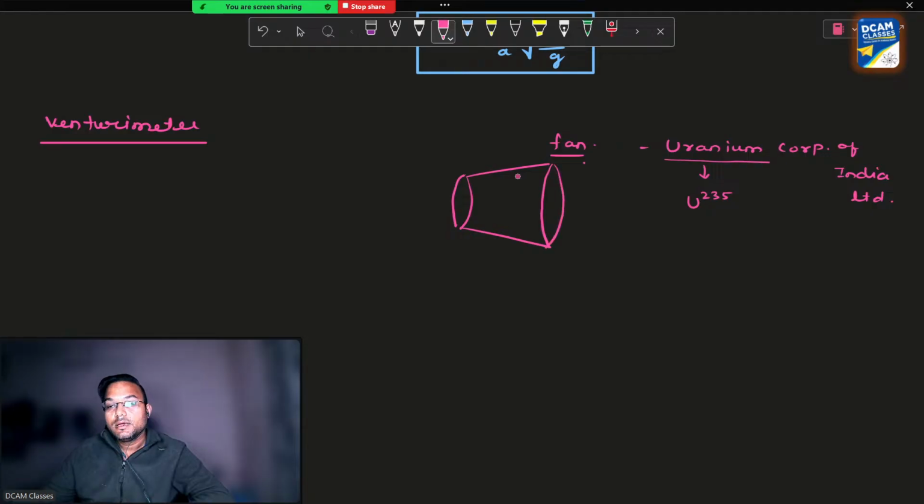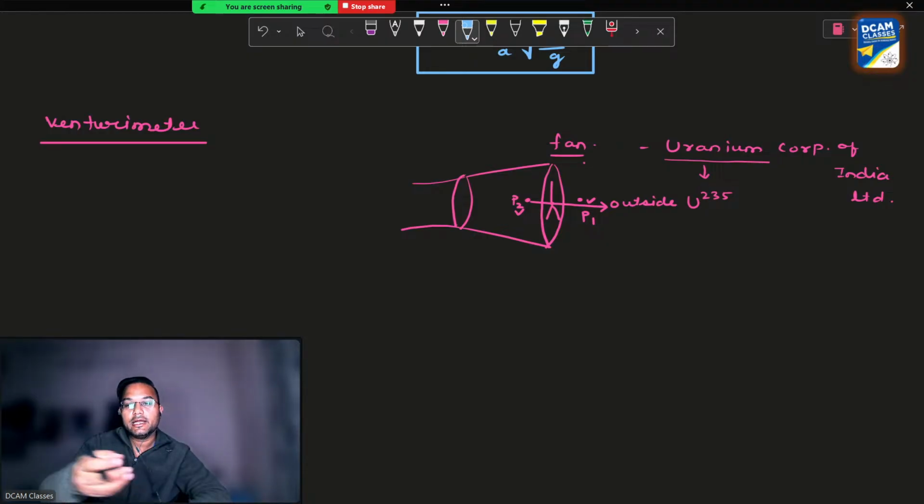Now it's very important to maintain the pressure here and here, where the fan blades are. It's very important how much pressure you are maintaining here and here. If this P2 is inside the mine and this P1 is outside, it has to suck the air and throw it outside. Can you analyze and tell me, if the fan has to suck the air and throw outside, should P2 be greater than P1 or P1 greater than P2?